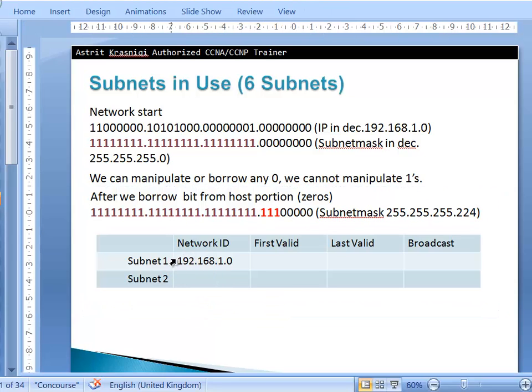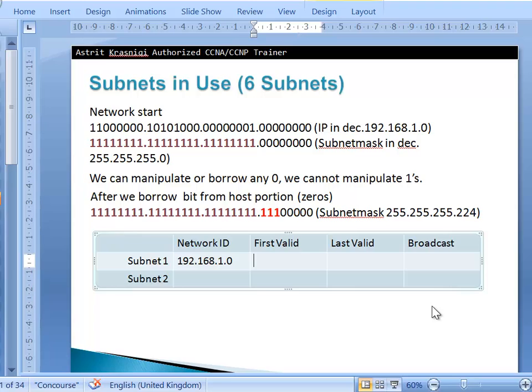So we start with subnet 1, 192.168.1.0. That's what we started with. Then we give it the first valid address, which is subnet 1 plus 1, so 192.168.1.1. To find the last valid address and the broadcast, it's easier if we find the next subnet ID.